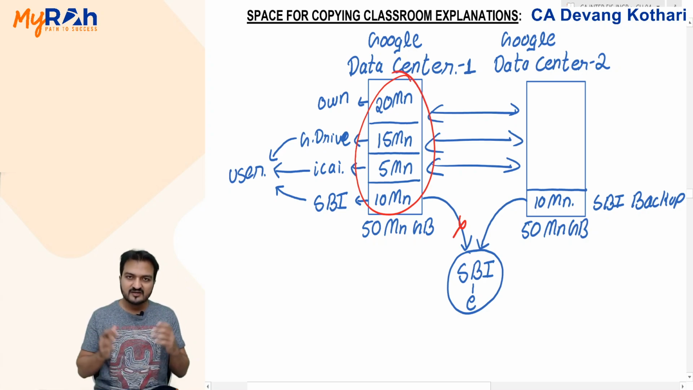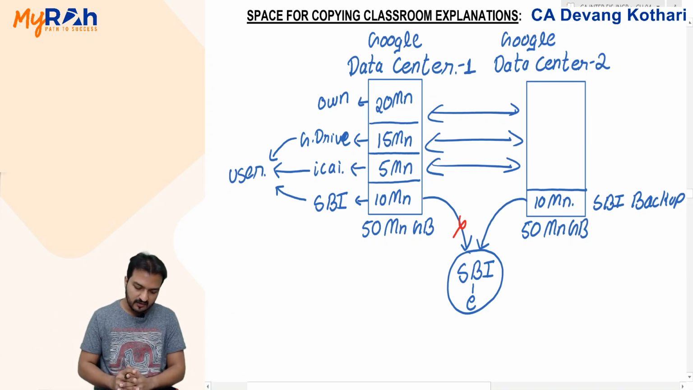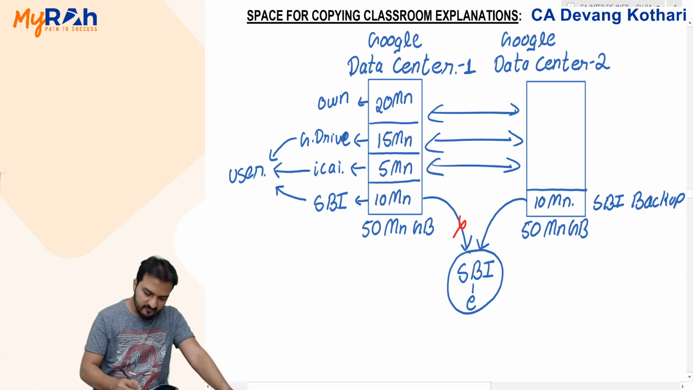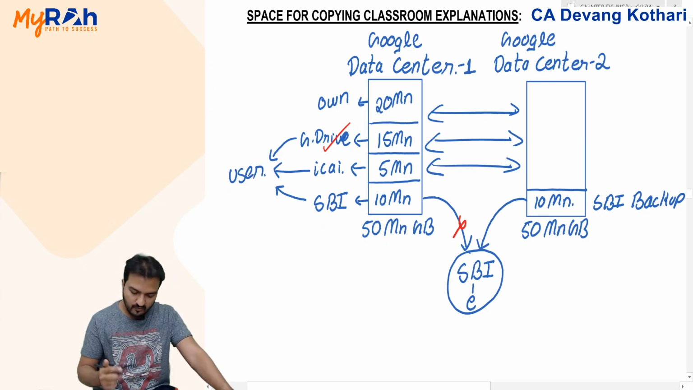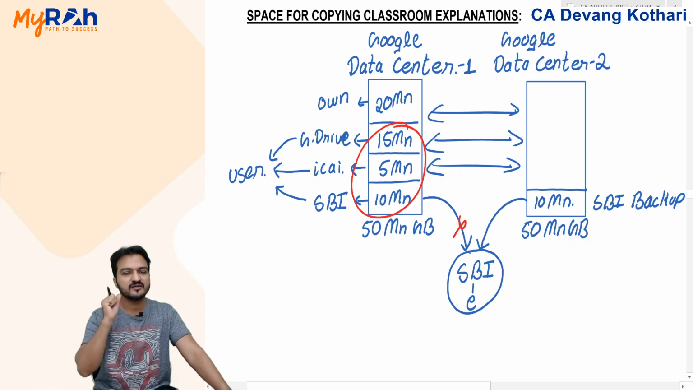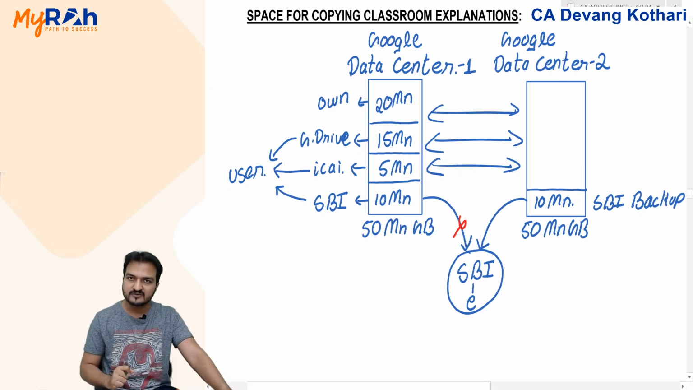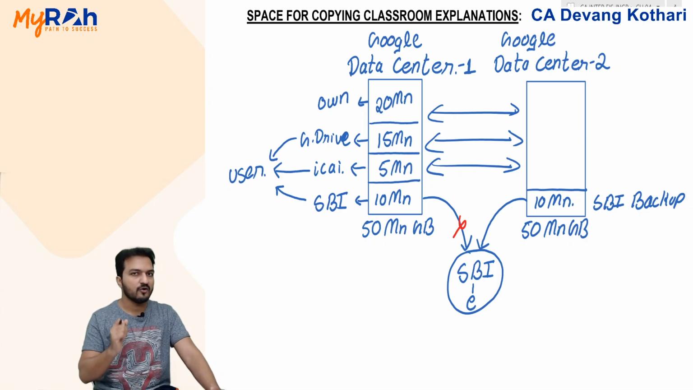So a data center is the physical location wherein large amounts of data are stored. Google will charge SBI and ICAI for storing the data. They will also charge the user to store data in Google Drive. Up to 15 GB it is free. Beyond that they will charge. So they are using the data center to provide storage space to other companies and charging them money for that purpose. Anyways, this was basically the meaning of a data center.